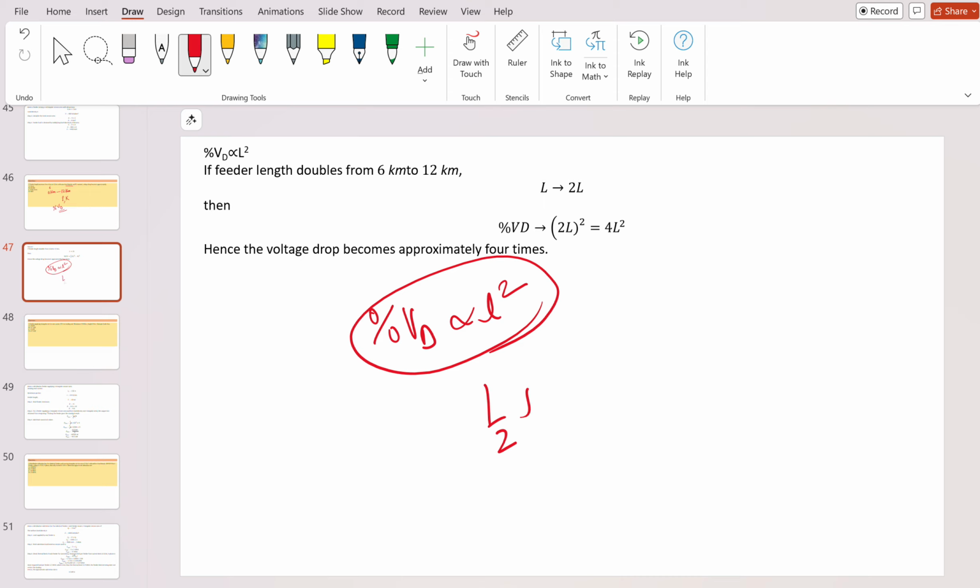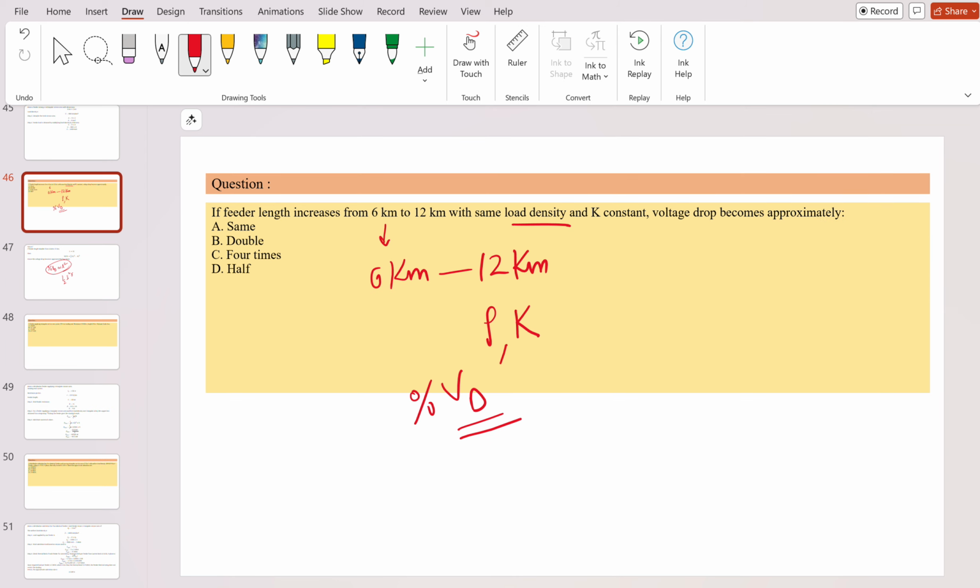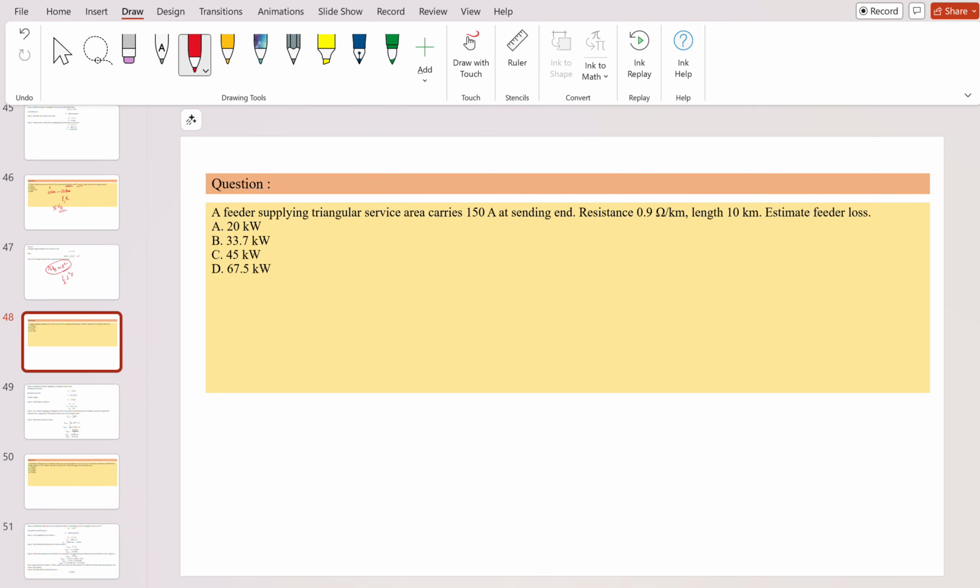Because half I square RL, that is the power loss, will be there. So when you have the load density constant, meaning uniform distribution, and K is also constant, the current is squared. How the current will vary, the voltage drop will vary in that sense. So that's why the square term is there. So that is the lengthwise variation. So that's why 4 times. Okay.